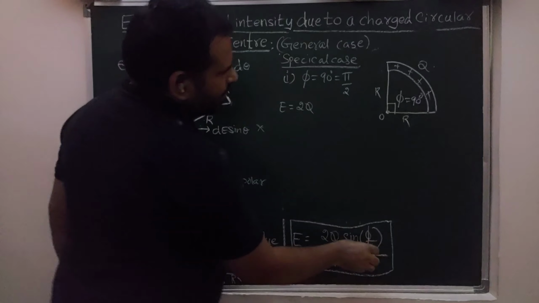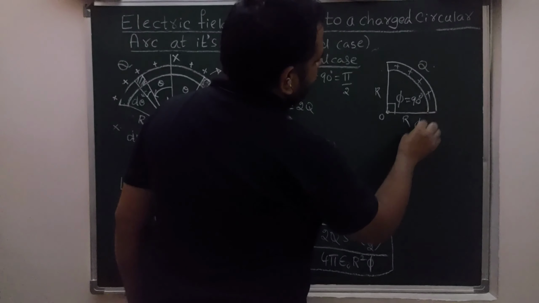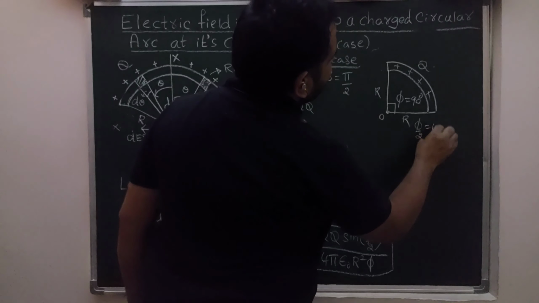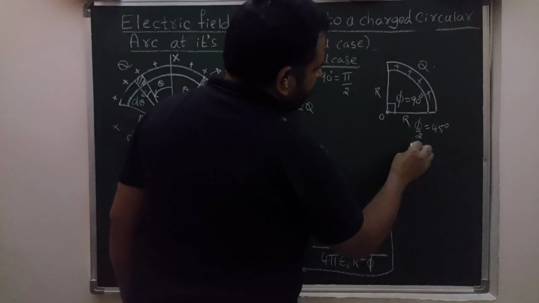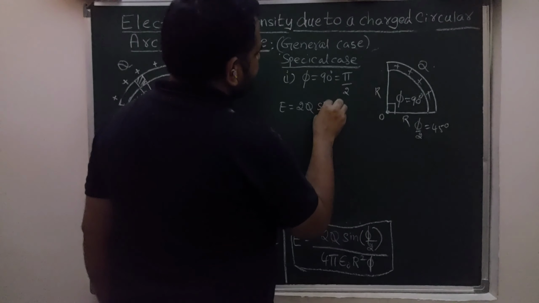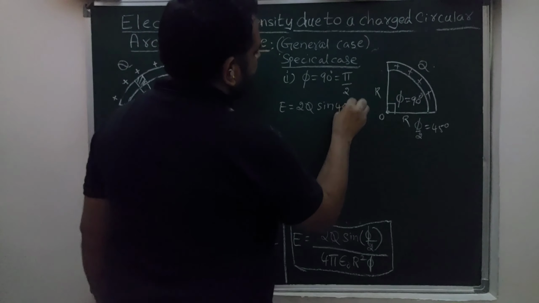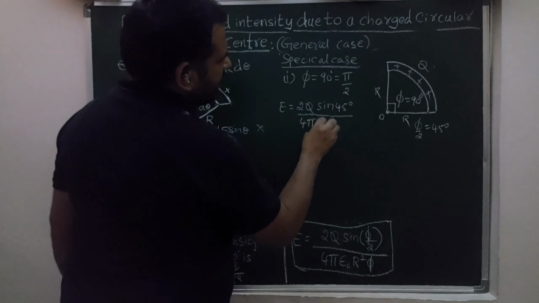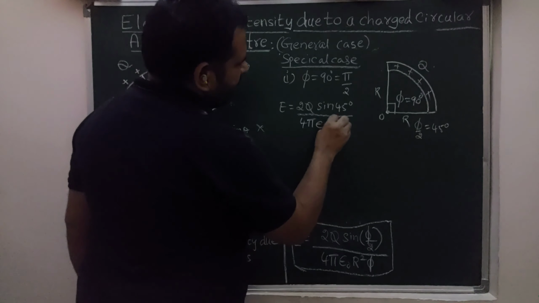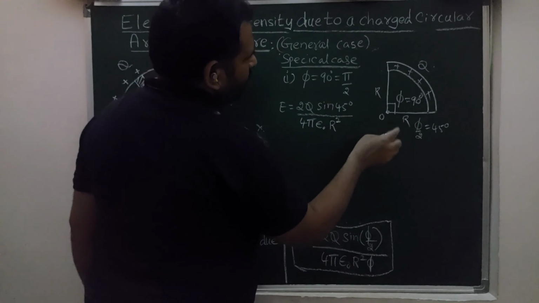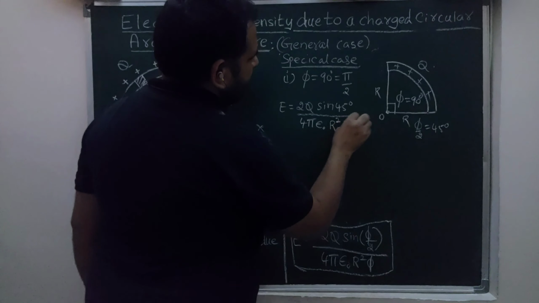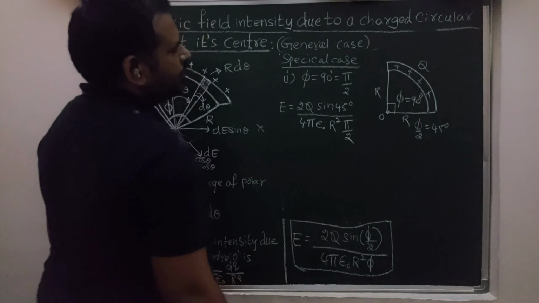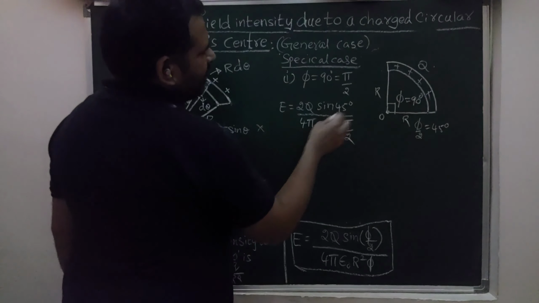Now we can write E is equal to 2Q sine φ/2. Here phi is 90, so phi by 2 is how much? 45 degrees. So we can write sine 45 degrees divided by 4π epsilon naught r square into phi angle, which is π/2. So we can write π/2. Sine 45 is how much?